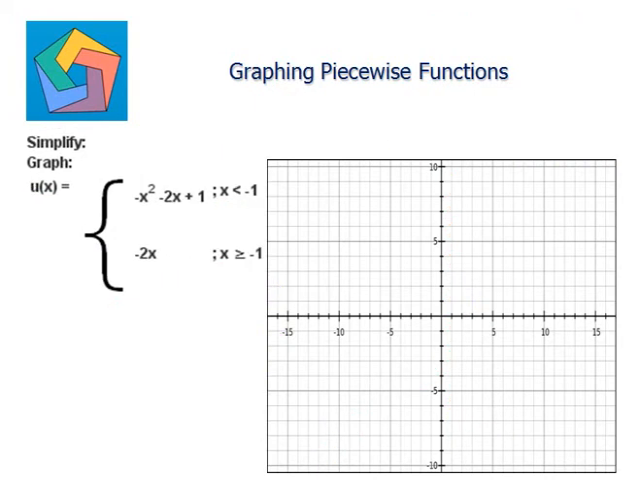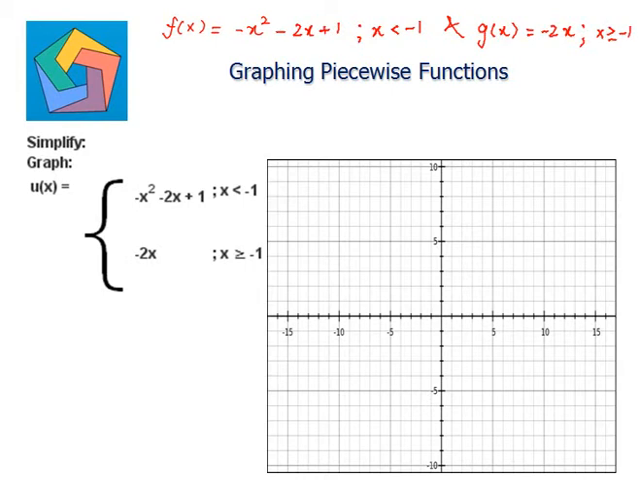Graph u of x is equal to negative x squared minus 2x plus 1 when x is less than negative 1, and minus 2x when x is greater than or equal to negative 1. So let me take f of x as negative x squared minus 2x plus 1 when x is less than negative 1, and g of x as negative 2x when x is greater than or equal to negative 1.